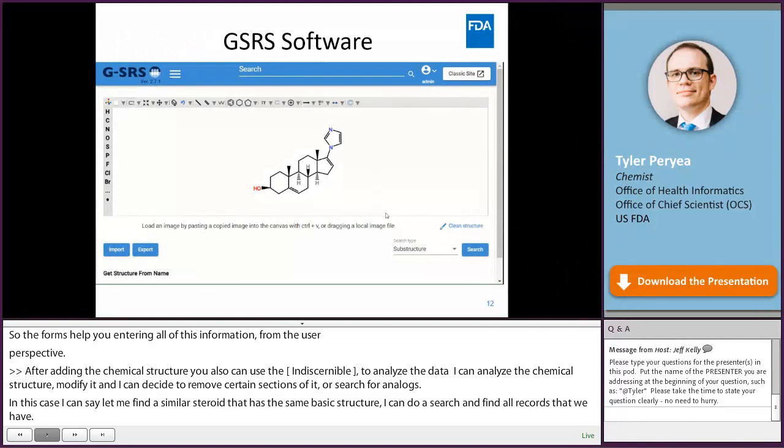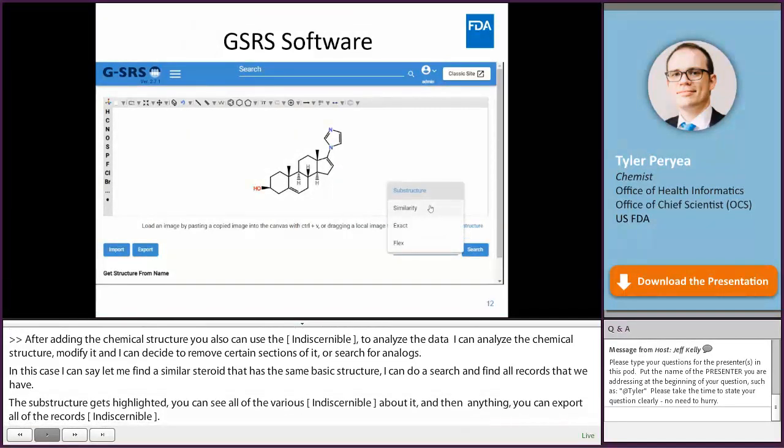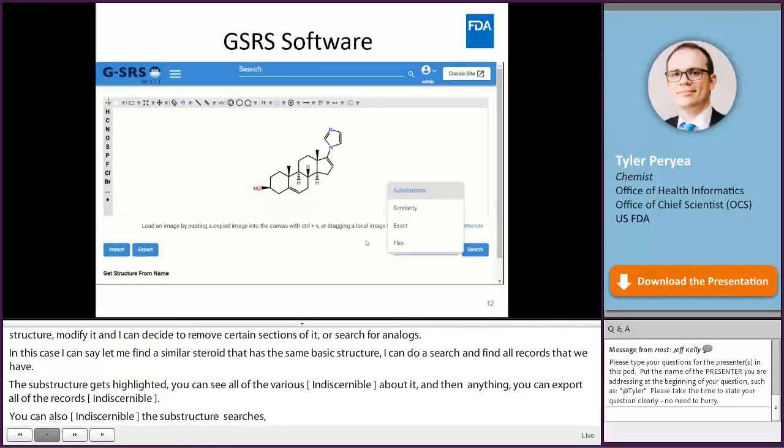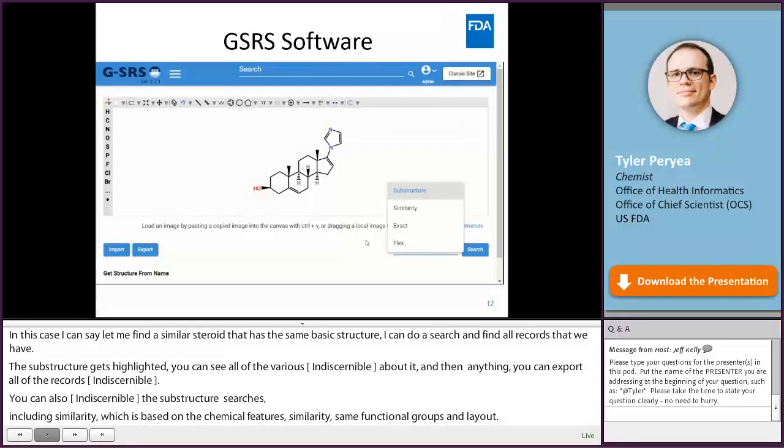You can also do other kinds of structure searches, including similarity, exact, and flex. Similarity is based on chemical feature similarity, just saying they have similar functional groups and layout. Exact and flex are more specific, looking at either an explicit exact match on the chemical definition, or a flexible one that allows for some stereochemical differences and salt form differences.